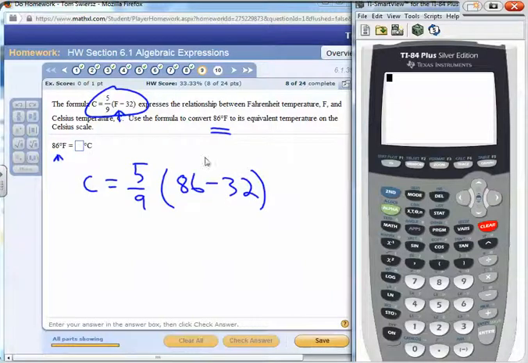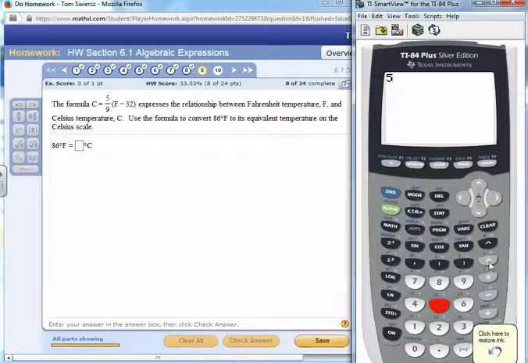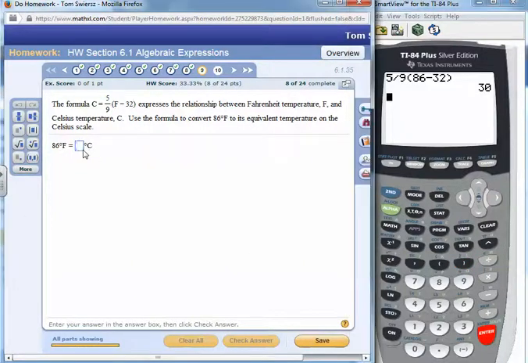Again, with bigger numbers, you can just use your calculator. So again, 5/9, you can just do the division, right? You can just put in 5 divided by 9, and then in parentheses, right? You need parentheses for order of operations. Fahrenheit is 86 minus 32, and you get 30 degrees Celsius, okay?